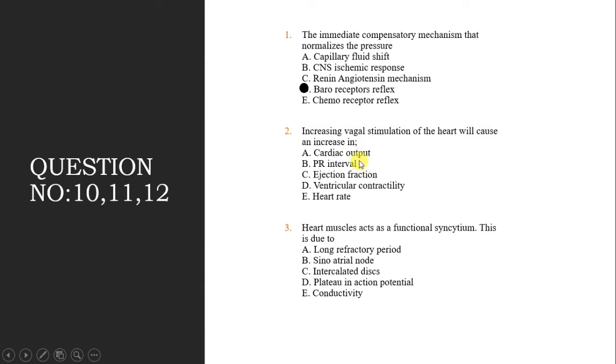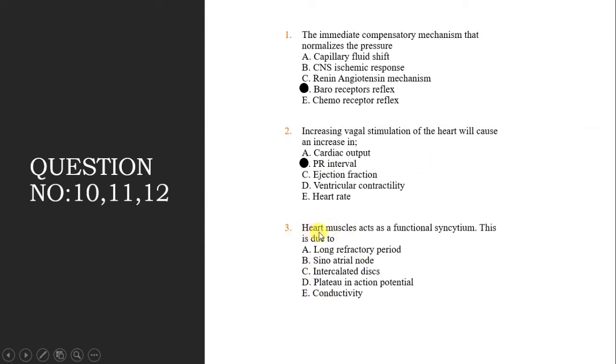The PR interval is basically a measure on the ECG, and it is used for the calculation of the heart rate. When the time between the PR interval is increased, it leads to a decrease in heart rate.